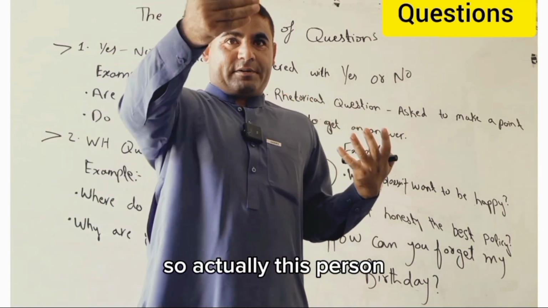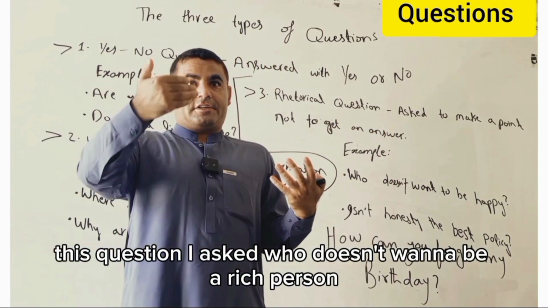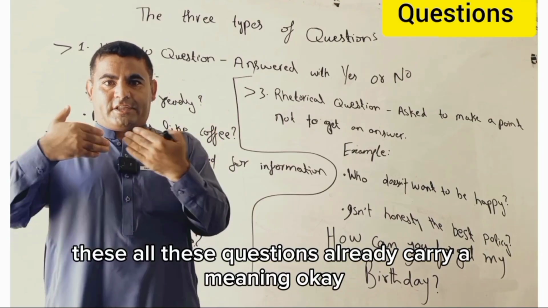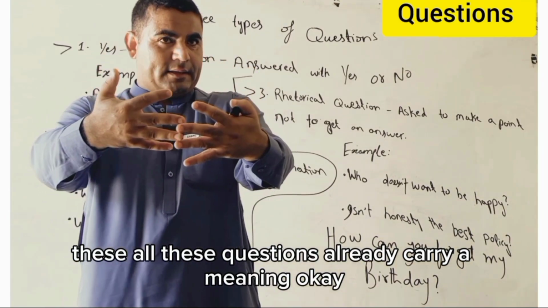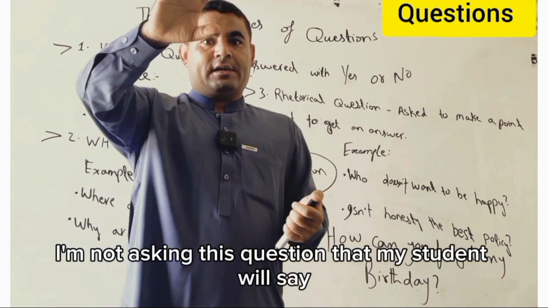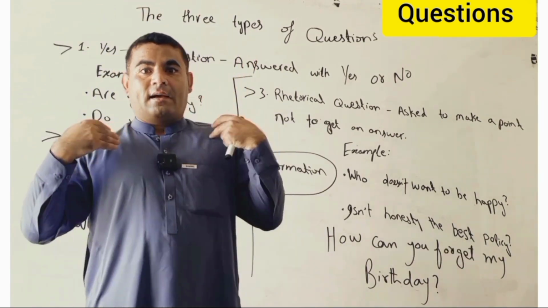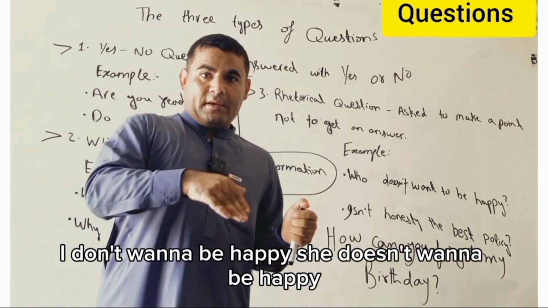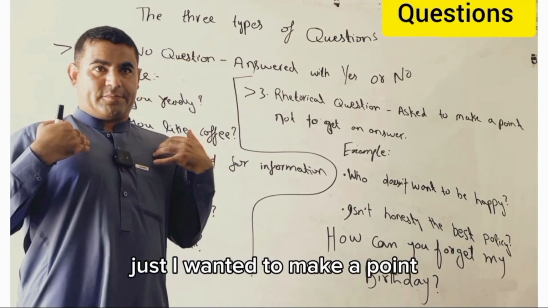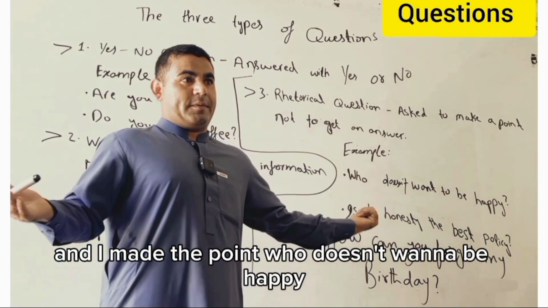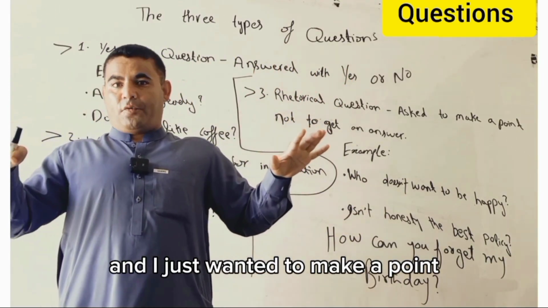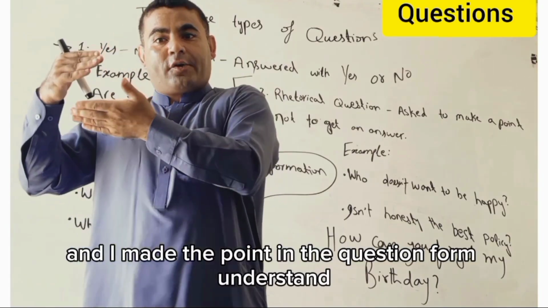So actually this question, I asked who doesn't want to be a rich person, who doesn't want to be happy. All these questions already carry a meaning. Okay, because when I say who doesn't want to be happy, I'm not asking this question that my student will say, I don't want to be happy, she doesn't want to be happy, they don't want to be happy, because obviously everyone wants to be happy. Just I wanted to make a point and I made the point. Who doesn't want to be happy? So that means that everyone wants to be happy, and I just wanted to make a point and I made the point in the question form.